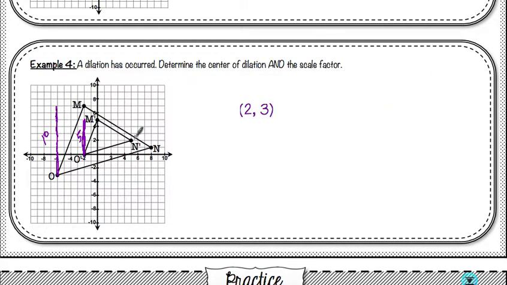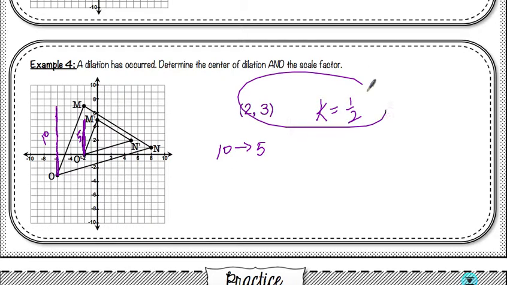Okay, so 5 and 10 have a very clear relationship. We start with the number 10 and we end up with the number 5, right? Here's the pre-image, here's the image. From 10 to 5 is dividing by 2. That's a scale factor of a half. So those are your two answers for this question.